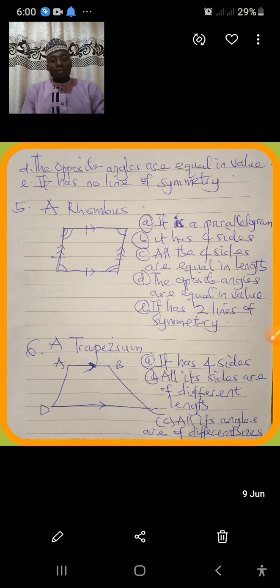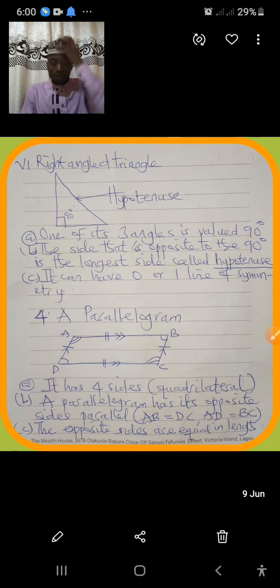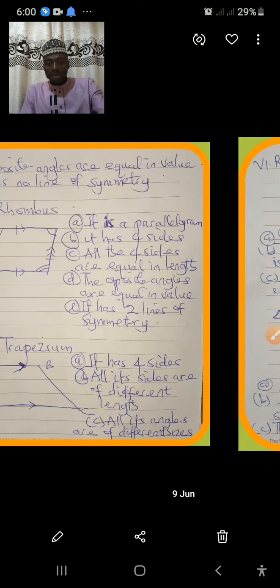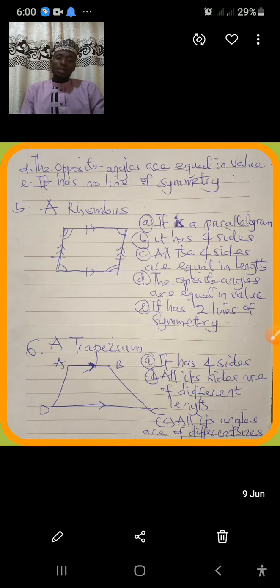So the fifth one, it has no line of symmetry. Look at it very well. It has no line of symmetry. You can't divide it into 2 and get equal parts. It's not possible. So that's that on our parallelogram.